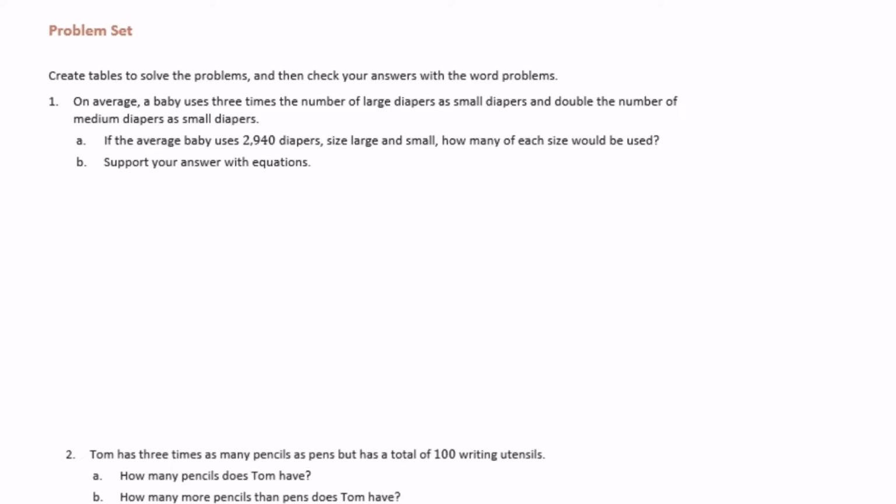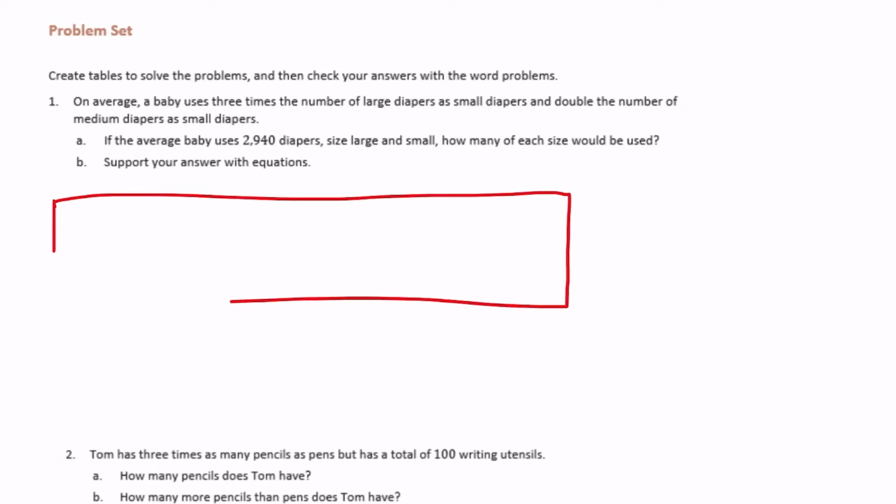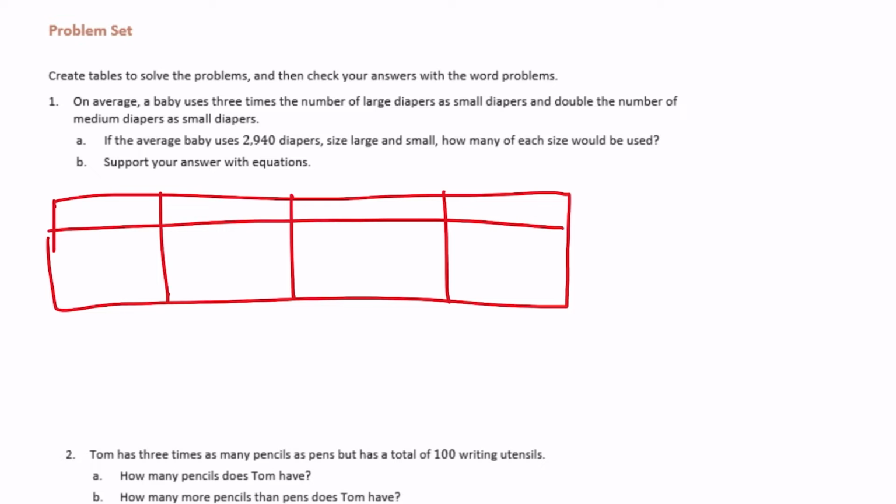Okay, so I'm going to start with a table. And we have small, medium, and large diapers and the totals. I'm going to have 4 columns. We have small, medium, large, and total.